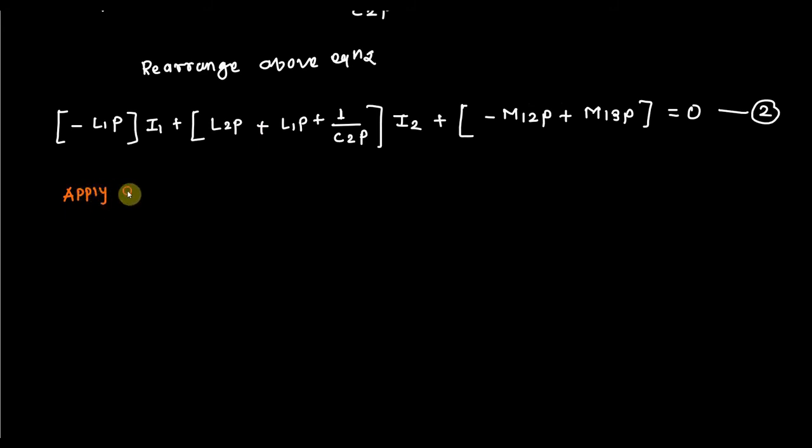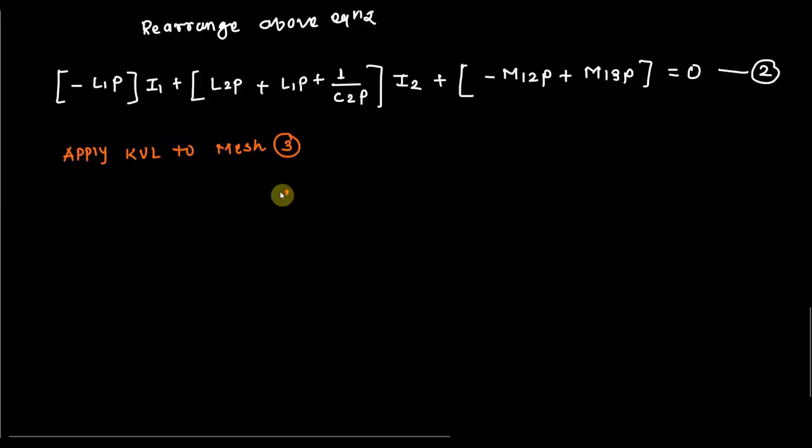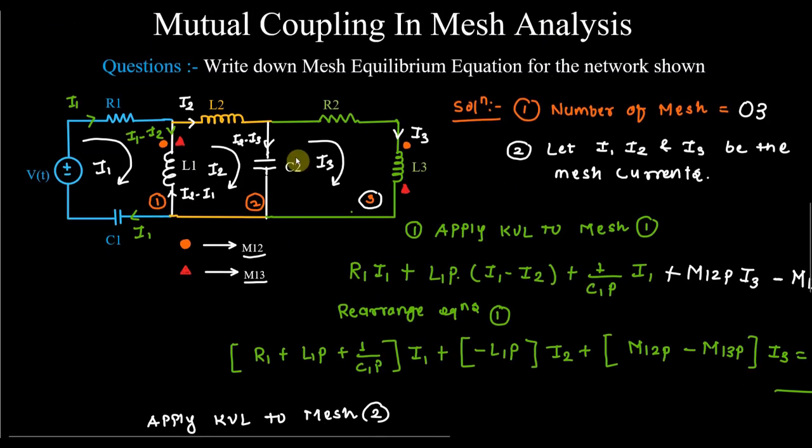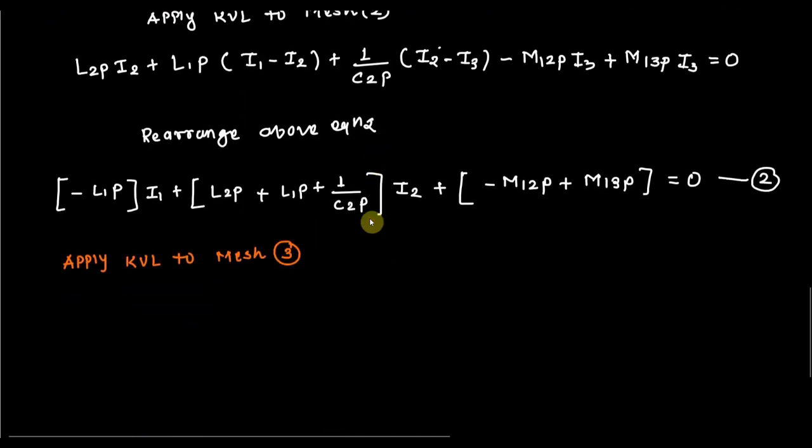Apply KVL to mesh 3. When you apply KVL to mesh 3, you can see that it has 3 terms. What is the current here? Current here is simply I3. Current here we have already marked I3. Now here the current is I3 minus I2. Okay, so I3 minus I2. So I write first the self values.